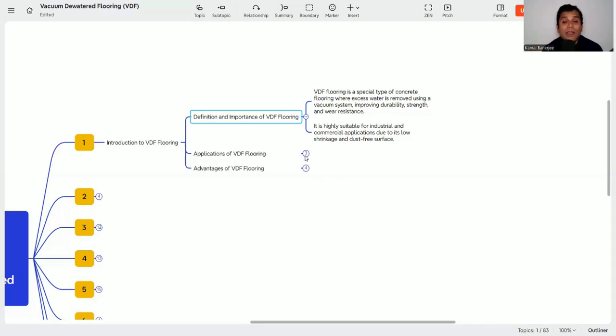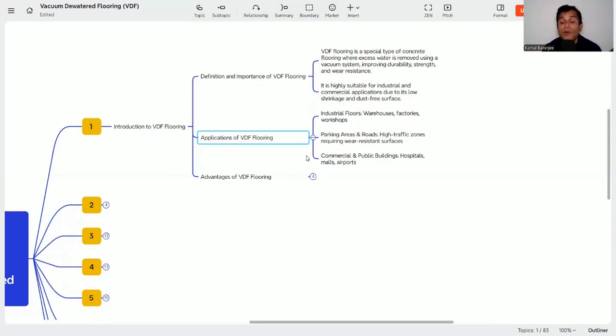Where you can use it: the industrial floor, warehouses, factories, workshops, parking areas and roads, and high traffic zones requiring a wear resistant surface, because in these areas the traffic and the load volume are high. So normal concrete can break, or wearing or abrasion can happen. To avoid that, we need a floor that will sustain it. That is why we are introducing this vacuum dewatering flooring. And then commercial and public buildings, hospitals, malls, airports, we are also using vacuum dewatering flooring.